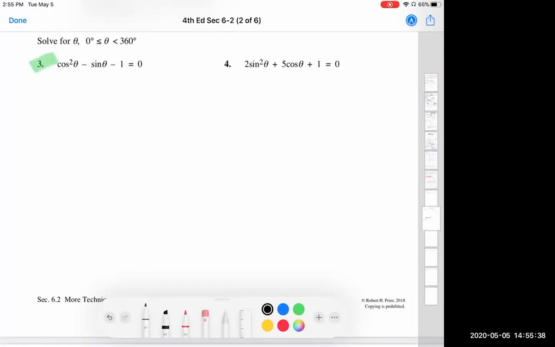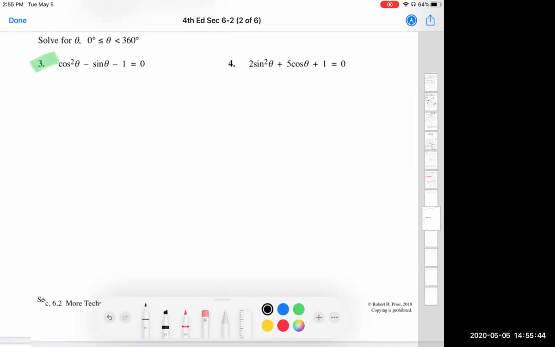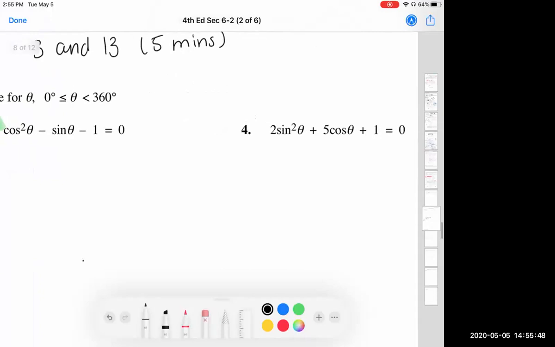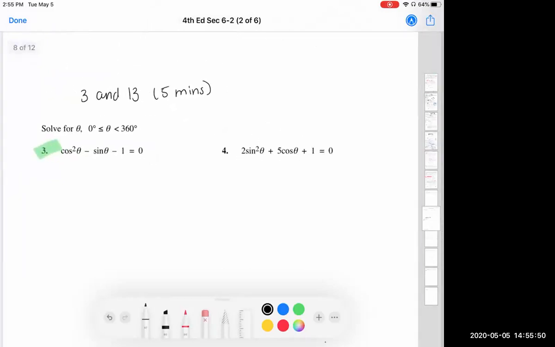All right, let's go ahead and check our work. Well, let's work it out together. I gave you 5 minutes to give it a try. Let's go ahead and see what happened for these problems. So we want to solve for theta when theta is between 0 and 360. So this is telling us that we want our answer in degrees.